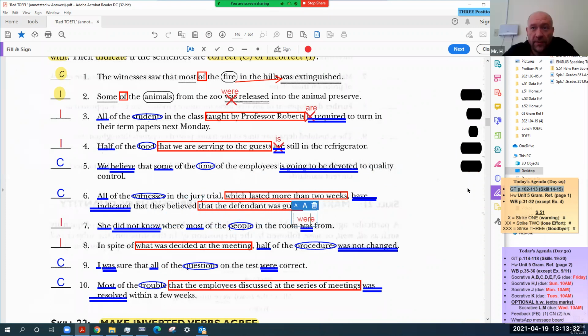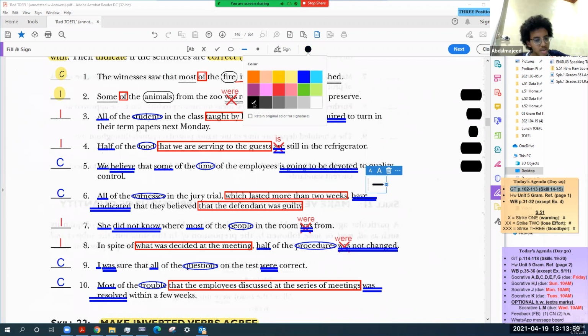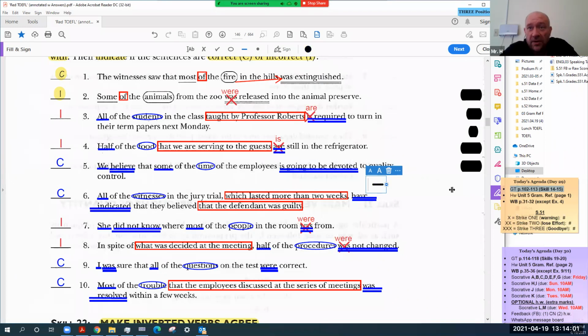Yeah, plural, right? Okay. And then what about number 8? Where's the mistake in number 8? Was should be were. Yeah. Change to were. Okay. Now, you see this sentence here, was decided at the meeting. Let's switch it into a noun. Okay. So I'm going to just cross it out.